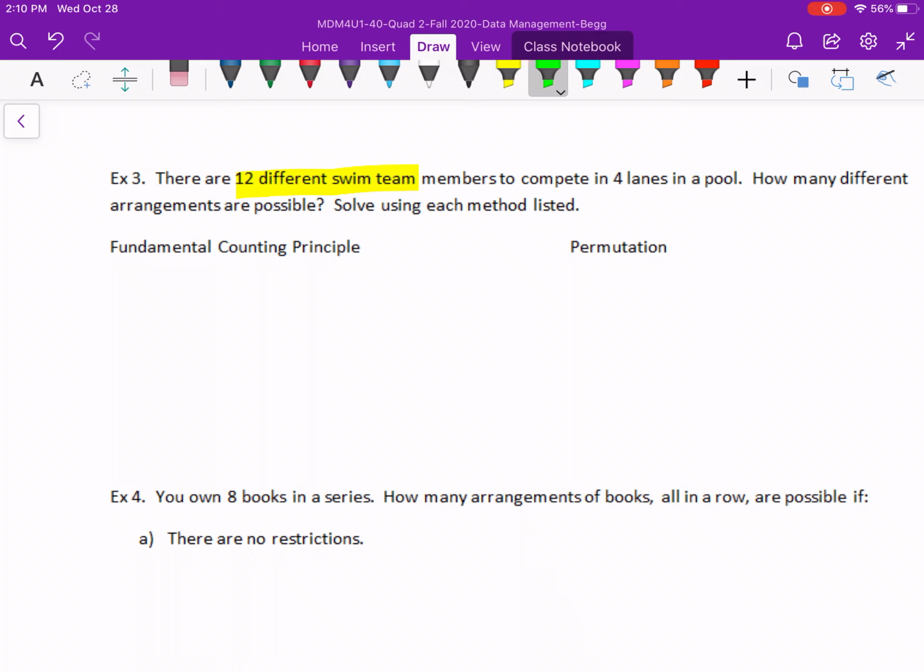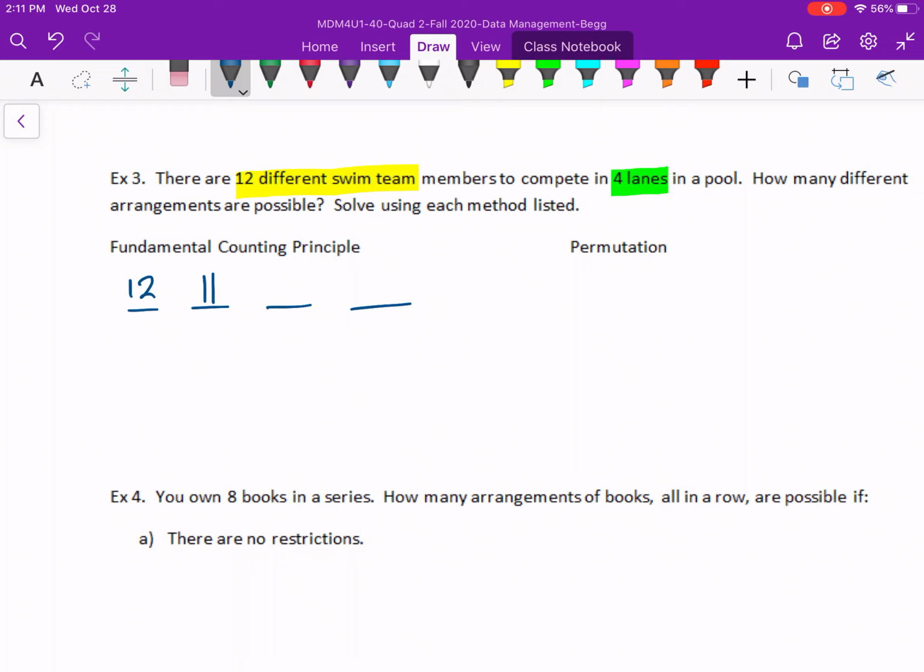There's 4 lanes in a pool, and generally they only let one person in a lane at a time. Things get too crowded otherwise. So we can fill 4 places. So, fundamental counting principle, we got these 4 places. So I pick one of the 12 to go into lane number 1, let's say, and then another one to go into lane number 2.